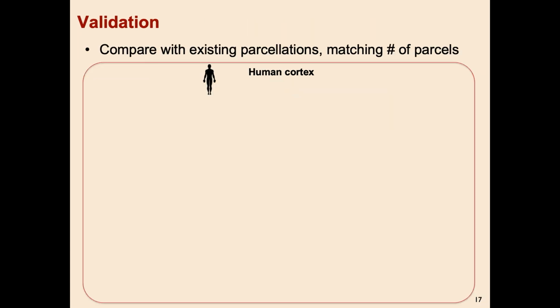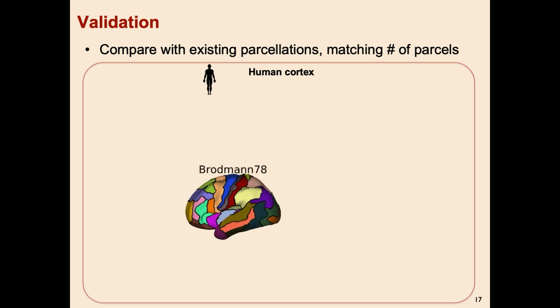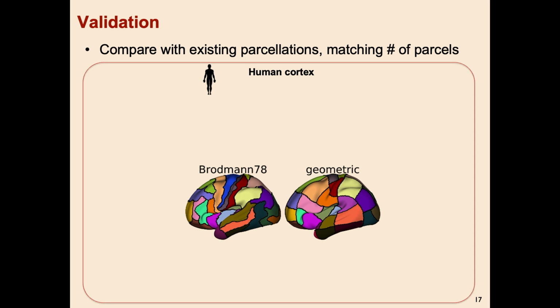Obviously, we don't have ground truth for these regions, right? So the only way for us to validate how good these parcellations are is to compare them to existing ones. So how do we do that? We take the Brodmann map for the human cortex, which has 39 regions per hemisphere, and we create a counterpart of that with the same number of regions. Obviously, you can see that the regions look very, very different.